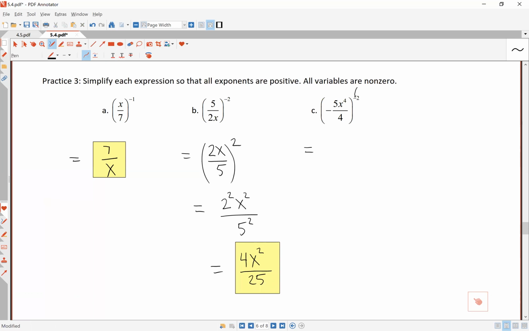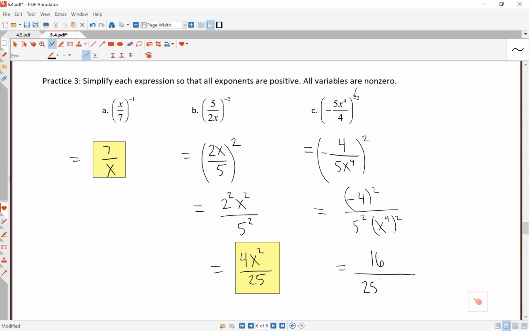Letter C, we treat the negative first, which is the reciprocal of the expression inside. 4 goes on top, and 5x to the 4th goes on the bottom. Now we attach that negative to the 4 and square it. Attach that 5 to the exponent of 2 and the x to the 4th to the exponent of 2. Negative 4 squared is 16. 5 squared is 25. X to the 4th squared is x to the 8th.